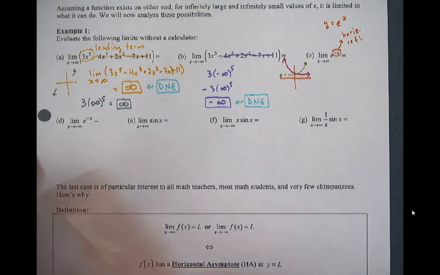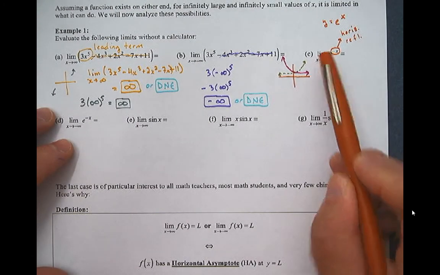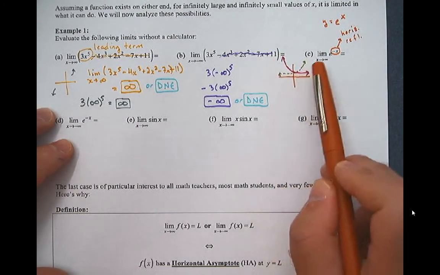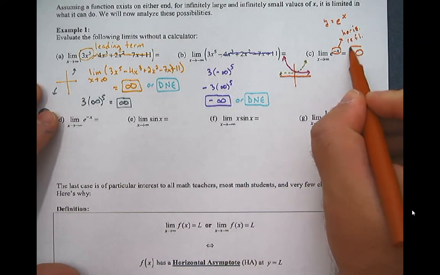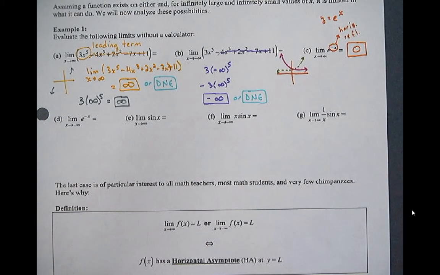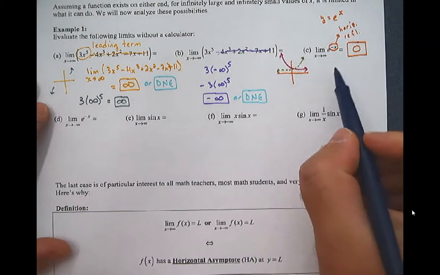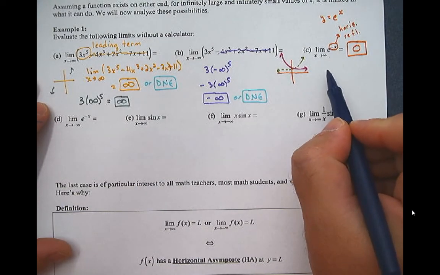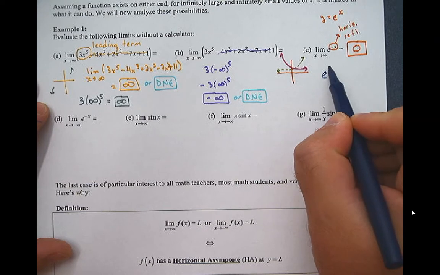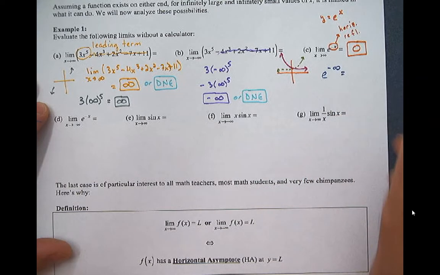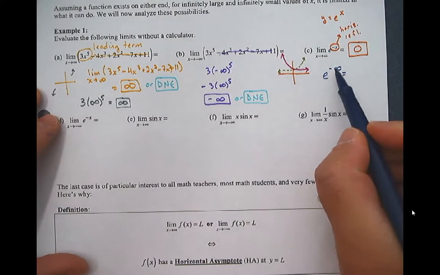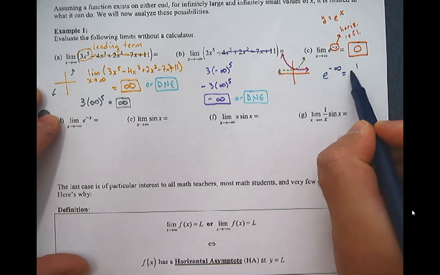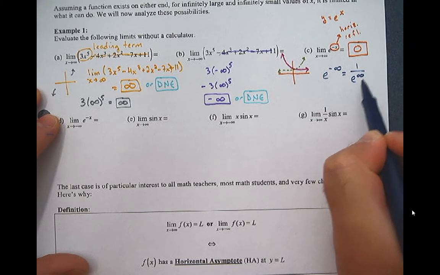Okay, let's now analyze this. So I'm taking the limit of this solid graph as x goes towards infinity, and it looks like it levels off at 0. Now, if you're somebody who wants to figure out how to do this by doing a direct substitution of infinity, we would get something that looked like this, e to the negative infinity. So this is where your algebra skills come in. What does e to a negative mean? It means I have to flip it. So this would be 1 over e to the infinity.